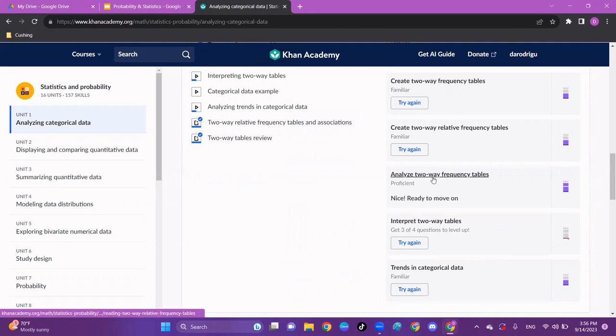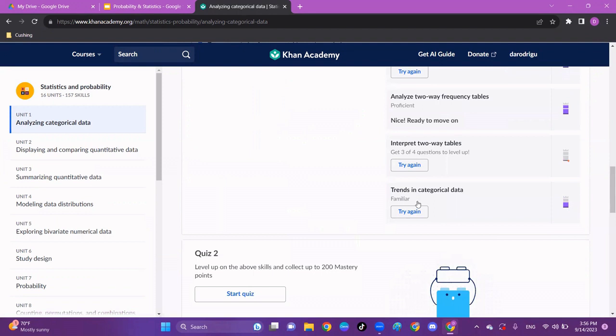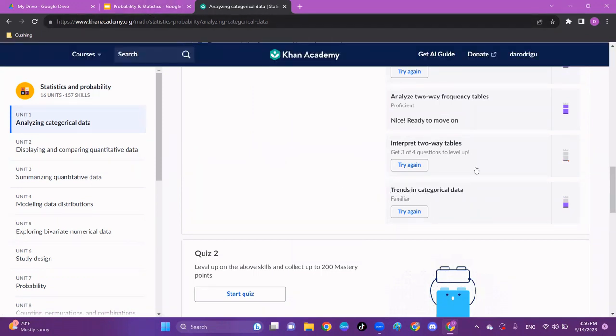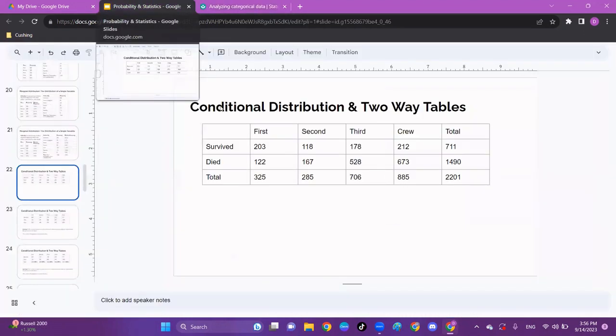So there was analyze two-way frequency tables, interpret two-way tables, and trends in categorical data. It was the trends in categorical data that was tripping people up specifically. So I want to look today at this question set. I want to start with just an opening example real quick of the types of questions that we're going to look at here and some of the mistakes that I think are most common, something to look out for. So what I have here is some data from the Titanic.